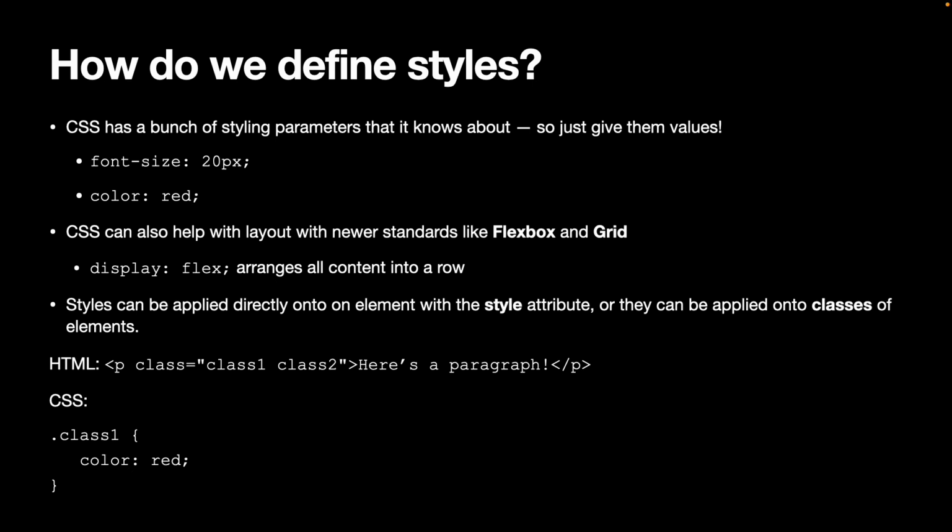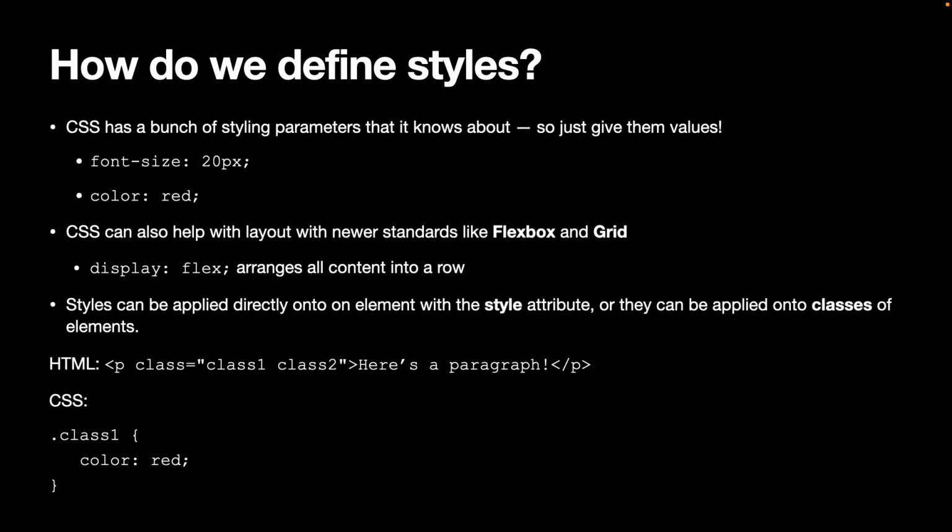So styles can be applied directly onto an element using attributes, right? Just like the source attribute or the href attribute, we can use a style attribute and apply a style directly onto an element. So we can have a paragraph, we can say style equals color red. And then that paragraph will be red.